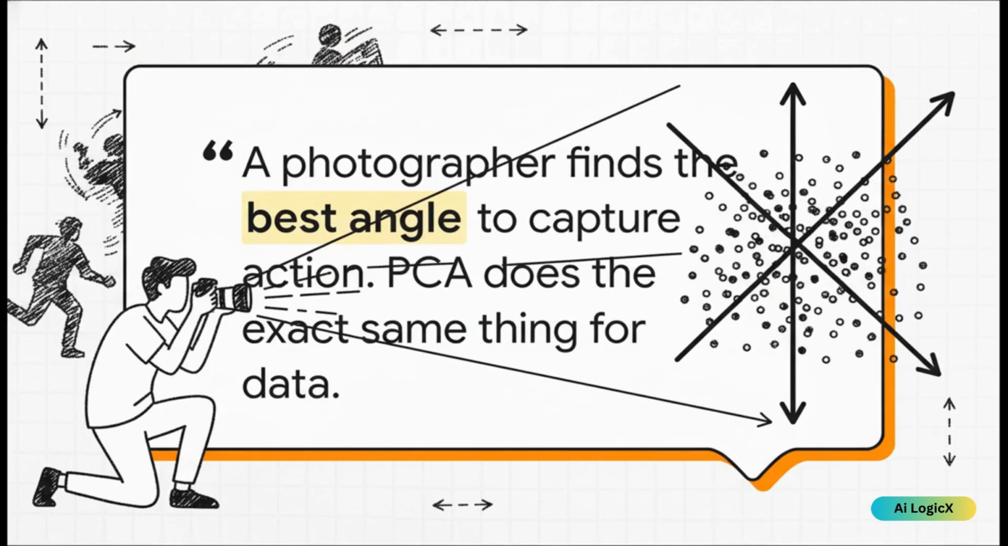Well, that's it, exactly. A great photographer doesn't just plant their feet and hope for the best. Nope. They're constantly moving, searching for that one perspective that shows the most action, the one that separates all the players with total clarity. And in the world of data, PCA is that photographer. It's always searching for the best possible angle to look at your dataset.